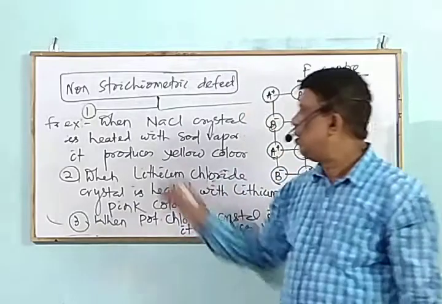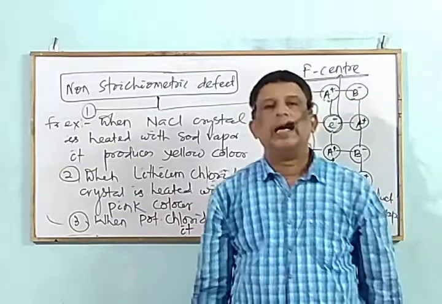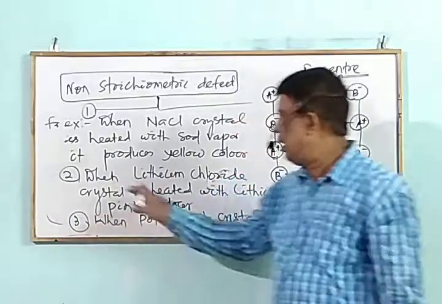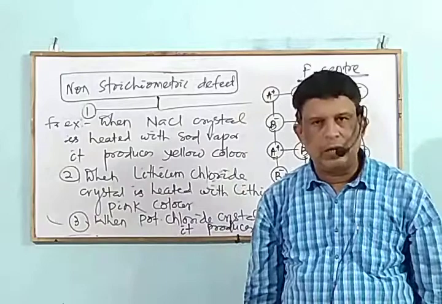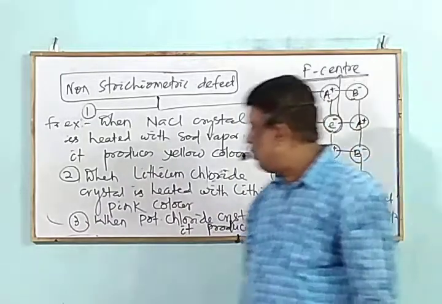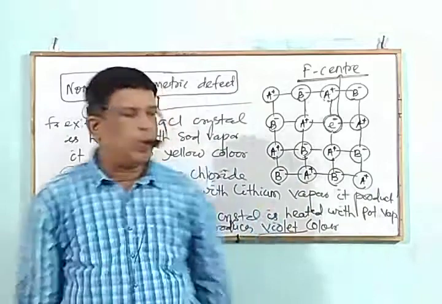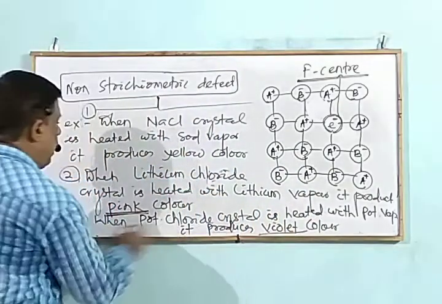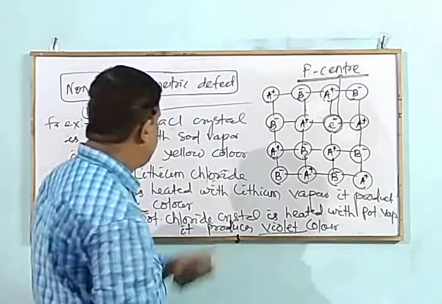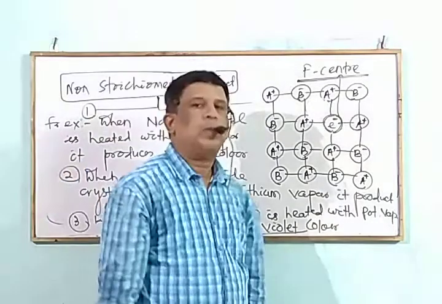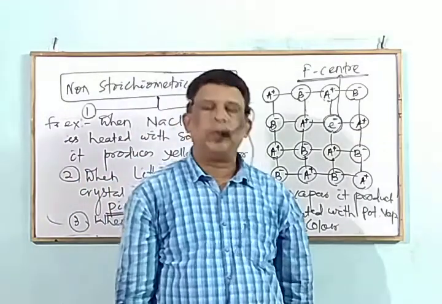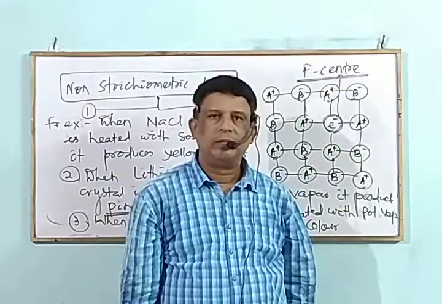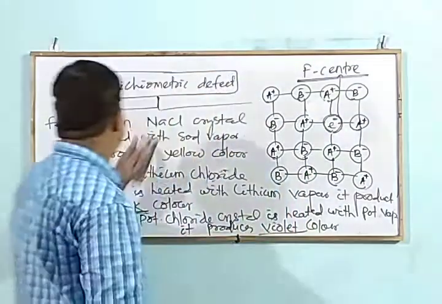center. For example, when sodium chloride crystal is heated with sodium vapor, it produces golden yellow color, similarly due to the presence of F center electron. Similarly, when lithium chloride crystal is heated with lithium vapor, it produces the pink color, while potassium chloride crystal heated with potassium vapor, it produces violet color due to the presence of F center. It is all about the deficiency.